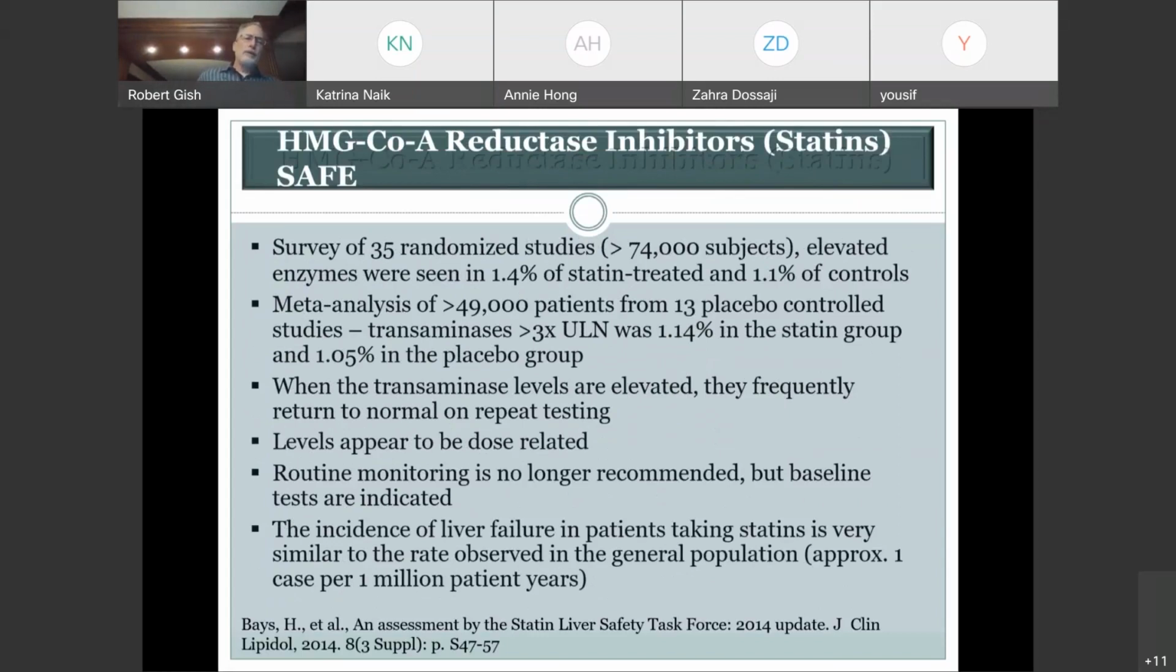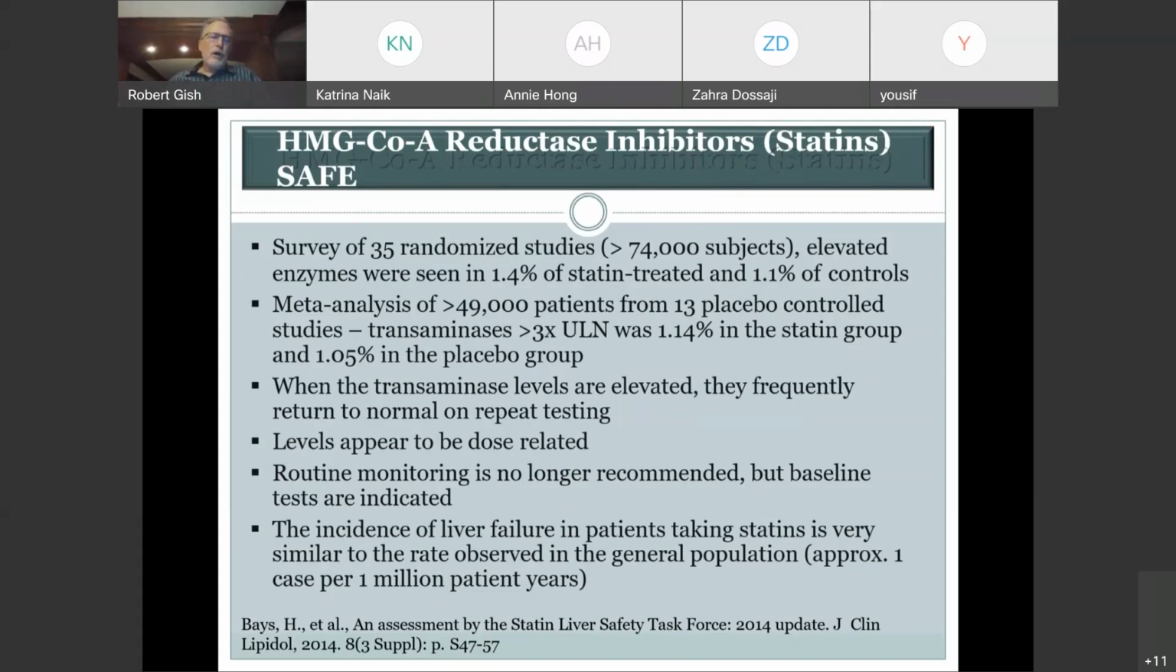So statins used to be labeled as liver toxic, and what happened was people didn't have liver tests. They were put on a statin, and then somebody got liver tests, and then they were elevated. But in almost all those cases, in my opinion, historically, it was fatty liver. So 35 randomized studies, 74,000 people, 1.4% had elevated enzymes versus 1.1% of controls. So the risk here, 1.14 in the statin group versus 1.05 in the placebo group, makes statins look extremely safe. The black box warning was removed.